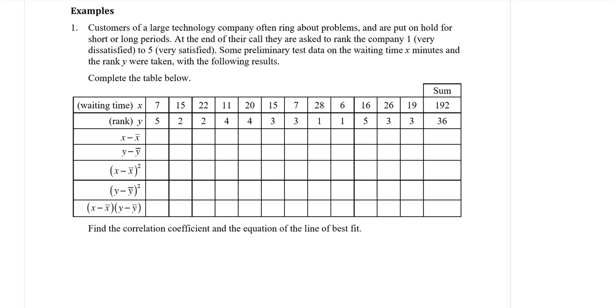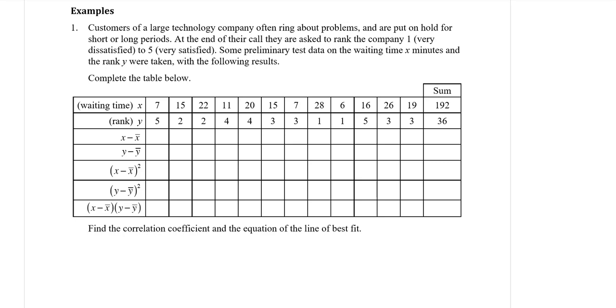So customers of a large technology company often ring about problems and are put on hold for short or long periods of time. At the end of the call, they are asked to rank the company from 1 being very dissatisfied to 5 being very satisfied. Some preliminary test data on the waiting time X minutes and the rank Y were taken with the following results. So basically they're saying that how long the customer waited, is there a relationship between that and how satisfied they were with the call, with the service that they got.